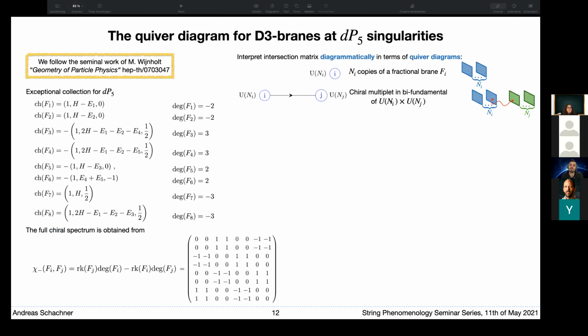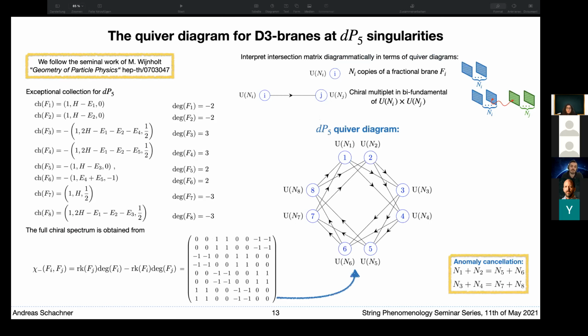If there are chiral multiplets in the bifundamental of two gauge group factors, then we draw a line from node i to node j. Now, using these rules and noting that in this matrix, each non-vanishing entry corresponds to drawing an arrow from one node to another, we can translate this matrix into the dP5 quiver diagram, which is shown here. And as you see, for example, in each line, there are only 4 non-vanishing entries. And notice that the sign corresponds to the direction of the arrow. You see that at each individual node, only 4 lines are being attached.